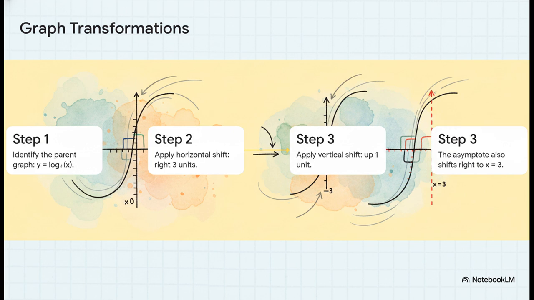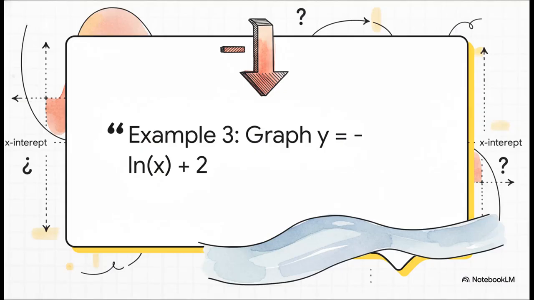That vertical asymptote we talked about, it moves too. It slides right 3 units along with the graph. So our new boundary is at x equals 3. For our last example, let's throw a reflection into the mix.